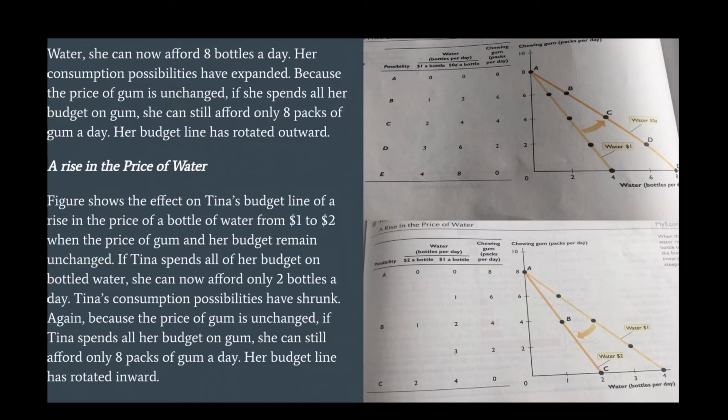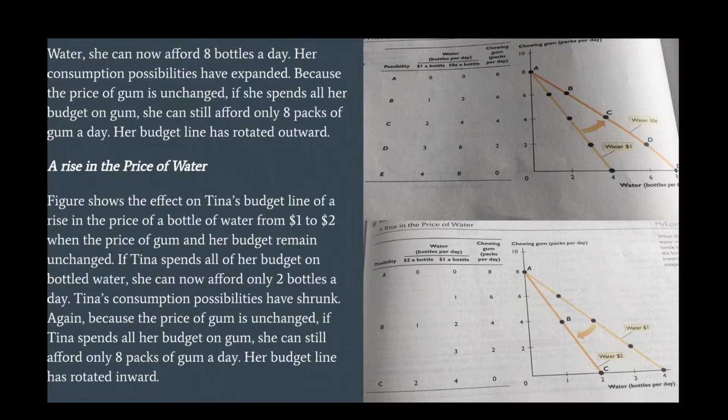Her budget line has rotated outward. A rise in the price of water. The figure shows the effect on Tina's budget line of a rise in the price of a bottle of water from $1 to $2 when the price of gum and her budget remain unchanged. If Tina spends all of her budget on bottled water, she can now afford only 2 bottles a day.